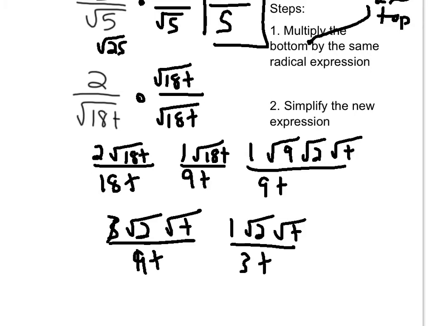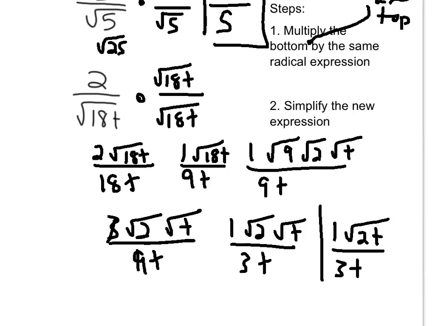Now the only thing I have left to do is I've got numbers that can't be simplified, I've got a radical here that can't be simplified, and a radical here that can't be simplified. So now what I need to do is take these and multiply them back together into one radical that can't be simplified. So I've got 1 times the square root of, and we're going to put these together, 2t all over 3t.